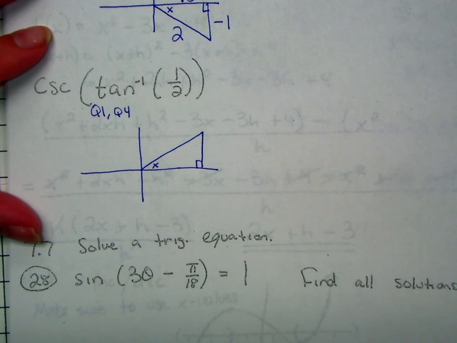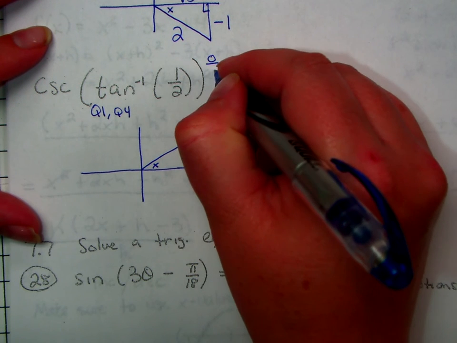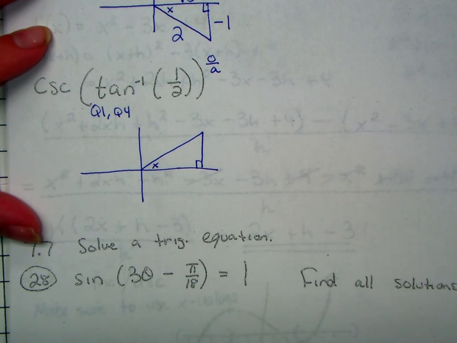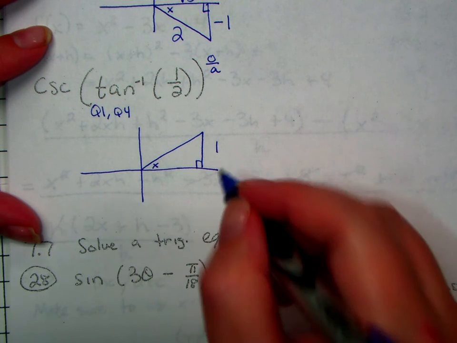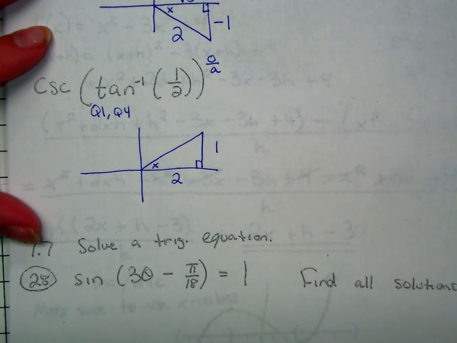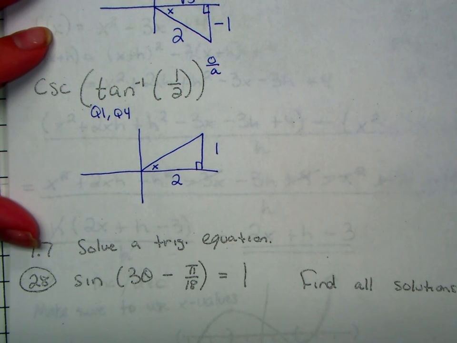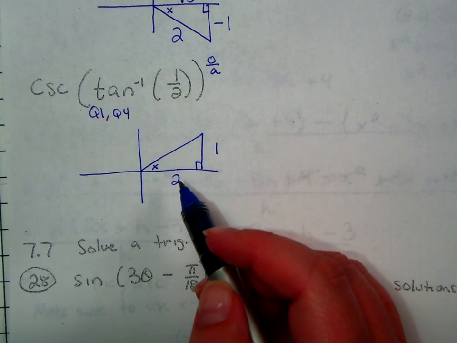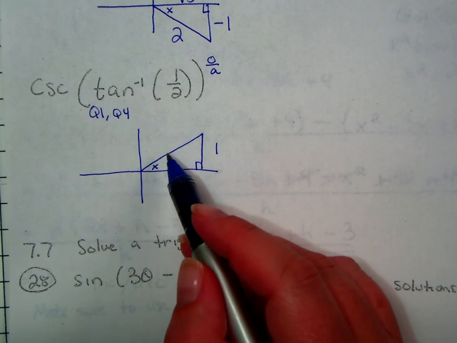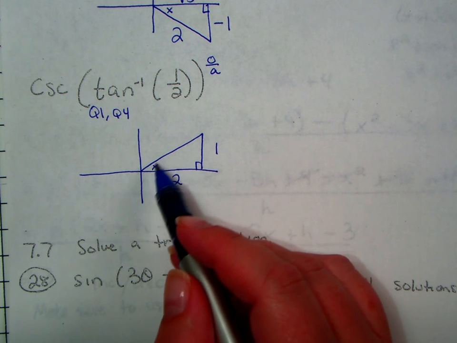Here's my angle x that I'm looking for. Now, the ratio for tangent is opposite over adjacent. So the opposite side is going to be 1, and the adjacent side is going to be 2. This is not a special triangle. This is not a 1, 2, rad 3 or 1, 1, rad 2, because the 2 has to be the hypotenuse. So how do we find this length?